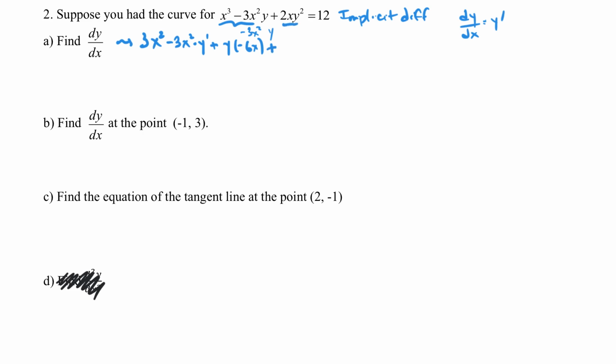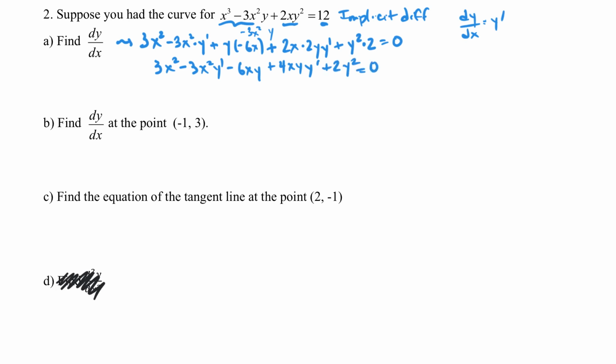Now let's do the derivative of this one. So again, I'm going to need the product rule. So this will be first times the derivative of the second, so that'll be times 2y y prime plus the second, which is y squared, times the derivative of the first, which is 2. And then I need to take the derivative of this one, which is 0. So let's clean this up a little bit. I'll end up with 3x squared minus 3x squared y prime minus 6xy plus 4xy y prime plus 2y squared equals 0.